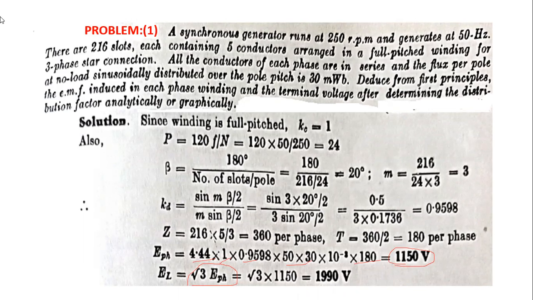Okay, therefore, we calculate the line voltage, that is EL. Then EL is equal to root 3 into E phase, that is 1990. Okay, clear?